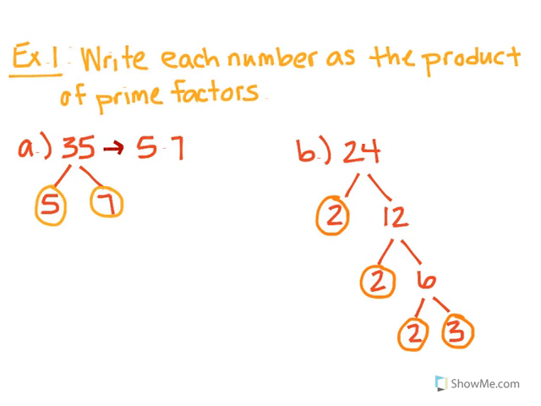So look at all the values that we have circled. Whenever you write your answer, you always want them to be in order from least to greatest. So I've got 2, this one here, so 2 times, oops, that is an ugly looking 2, I'm sorry about that, and then another 2, and then times 3. And that is how you write 24 as the product of prime factors.